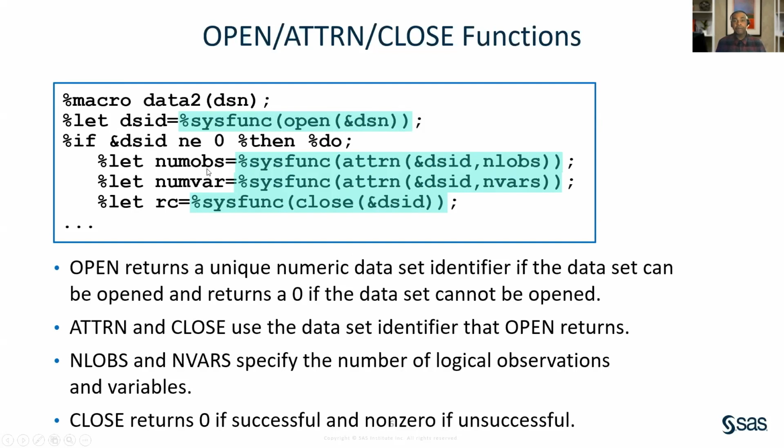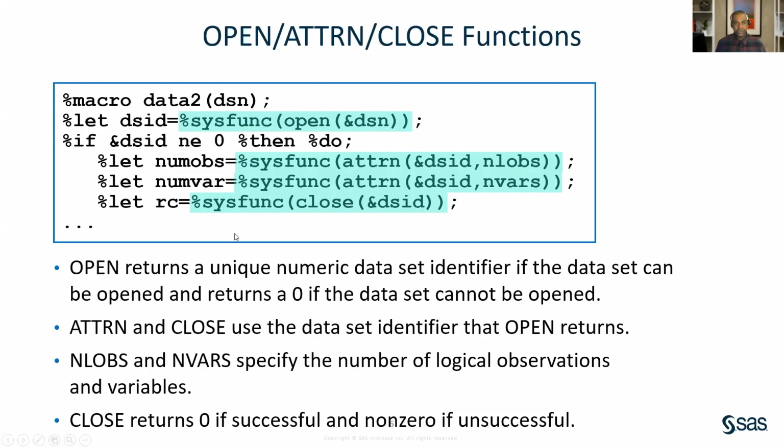Then I'm creating a macro variable called numobs. I'm invoking the %sysfunc, which will activate the attribute numeric function against that dataset ID. Remember, we assigned an ID number to it, and it will look at that ID number and know that is the dataset that it's referring to. And we will look for the NLOBS attribute, which is the number of observations. Secondly, we use the ATTRN function again to get a different attribute this time, the NVARS attribute, which will tell us how many variables, the number of variables we have.